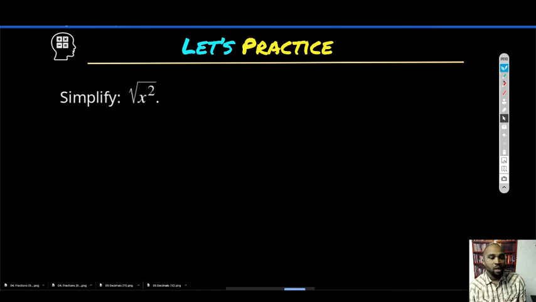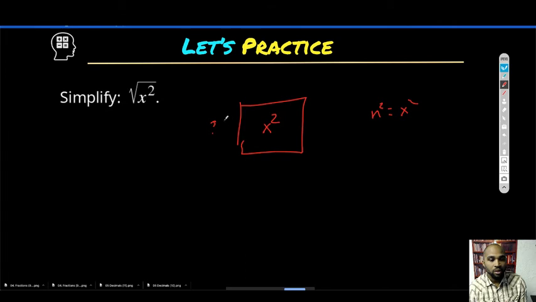Let's do this one. So we actually did this one already, right? Because we talked about how if we had a square and we knew that the area was x squared, or in other words, we knew that some number squared was x squared, that number would have to be x, because x is one side of the square. x times x is x squared. So we'll know that this is equal to x.